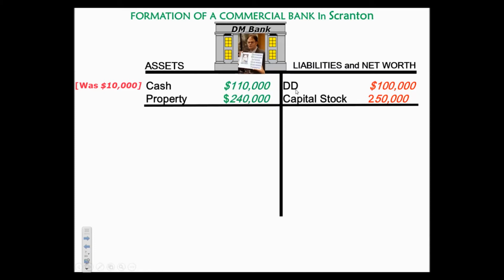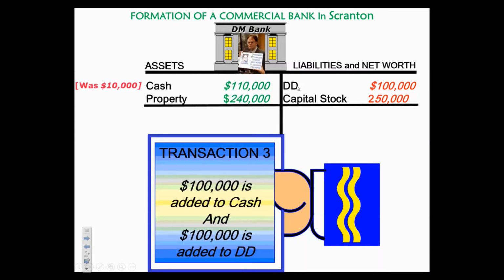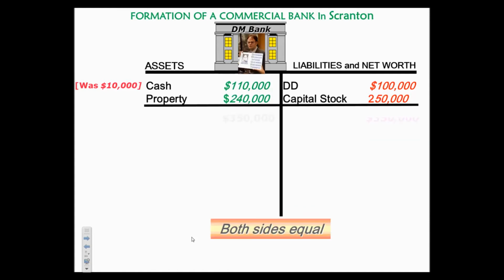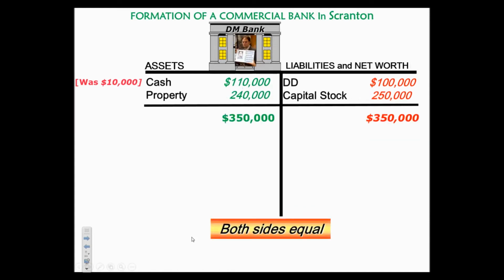Okay? Gabby, it's okay. No, it's okay. The stuff we do after this is more important. Right now I'm just trying to illustrate that they always offset each other. Okay? So is everybody cool with this? We have an extra 100,000 in cash, and now we owe the 100,000 back to Dwight. So that's our demand deposits. Okay? So basically what happened is right there. Next, both sides equal, everything's cool.